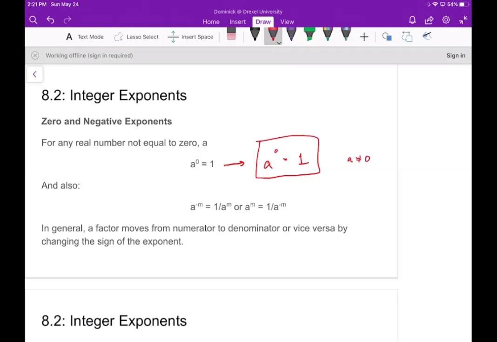Now, if you have a negative exponent, what happens there is that you're going to move it, if it's in the numerator, to the denominator, and then it becomes positive. And if the negative exponent is in the denominator, then we move it to the numerator and make it positive, right? So it's not necessarily that a negative exponent causes you to flip the number, but you're going to move it from numerator to denominator or denominator to numerator.